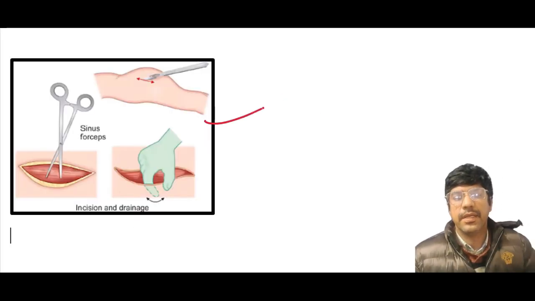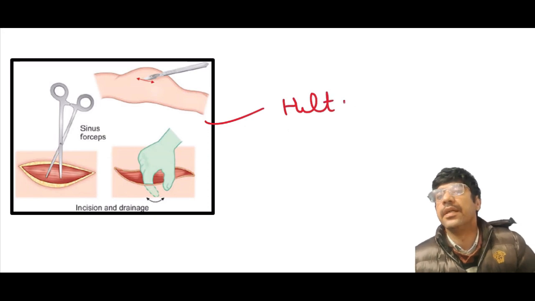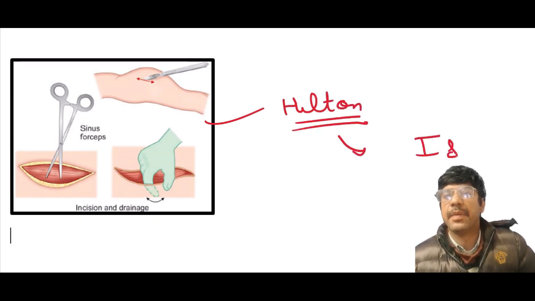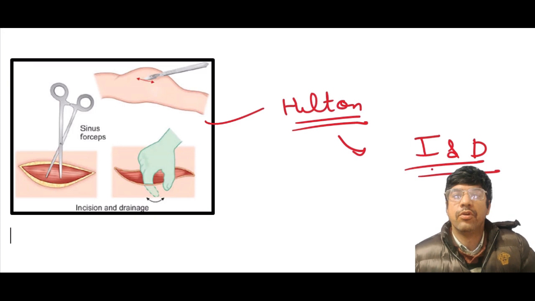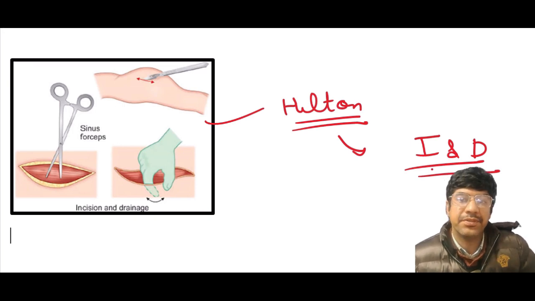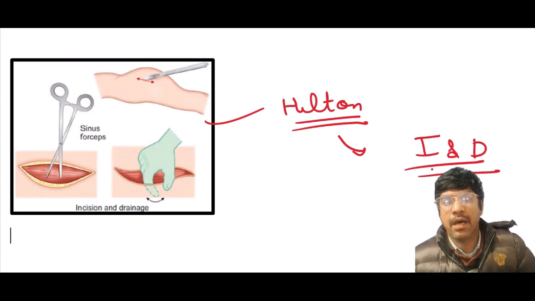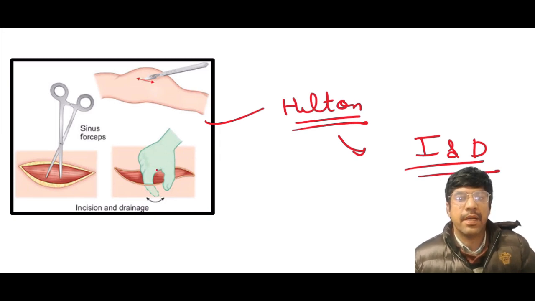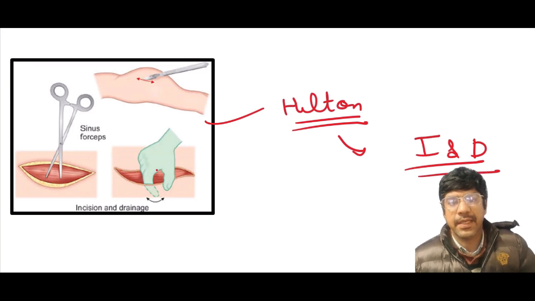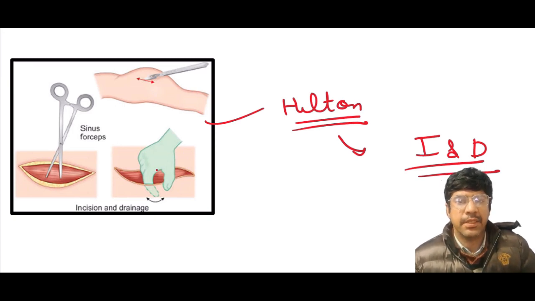So the next important thing is what is Hilton's method. Hilton's method is a method of incision and drainage. That ensures a safe way to open an abscess without damaging the nearby blood vessels or the nerves. So what are the steps that are involved in the Hilton's method?